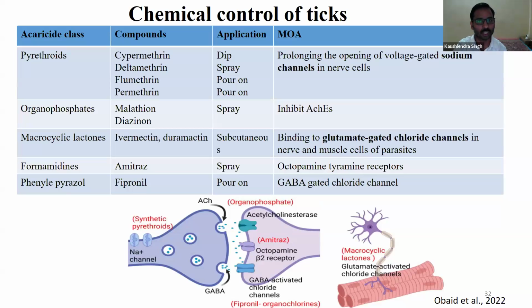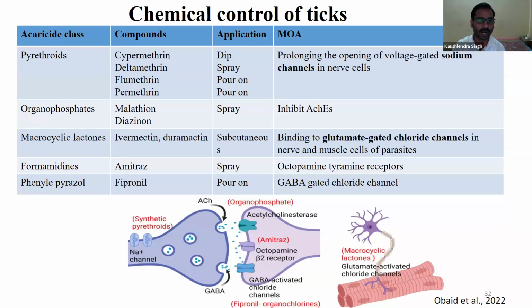Coming to the chemical control of ticks. The acaricide class pyrethroids, commonly the compounds cypermethrin and deltamethrin, are commonly used because they are the cheapest chemicals available in the market. The mode of action of these chemicals is prolonging the opening of the voltage-gated sodium channel, that is the S4-S5 linker gene. In the case of large ruminants, both deltamethrin and cypermethrin resistance is found in almost all parts of the country.